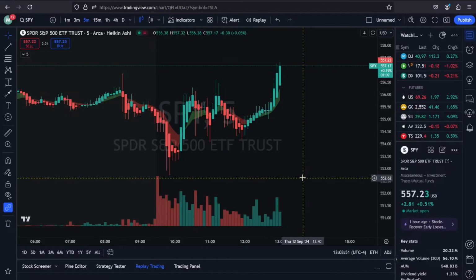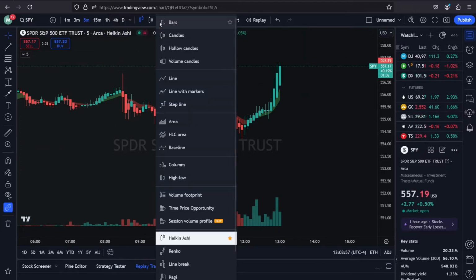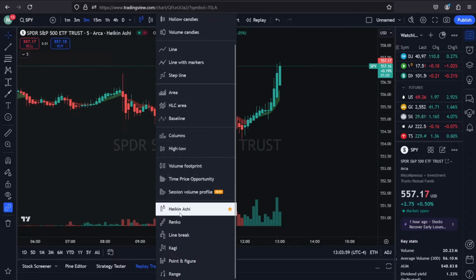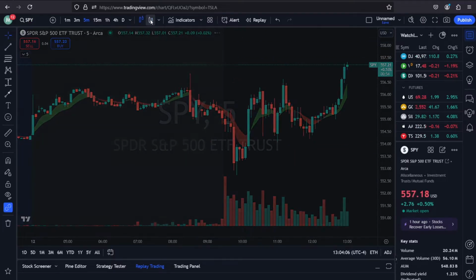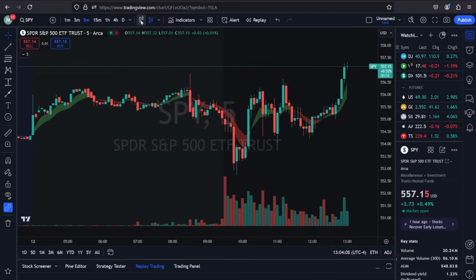Let's get into it. First things first, how do you get Heikin Ashi Candles on your TradingView chart? Right next to your time frames in the top left corner, you go to bar style, scroll down until you see Heikin Ashi. It's in the bottom tab. Go ahead and put a star on that to favorite it. Now you can easily swap between candlesticks and Heikin Ashis.